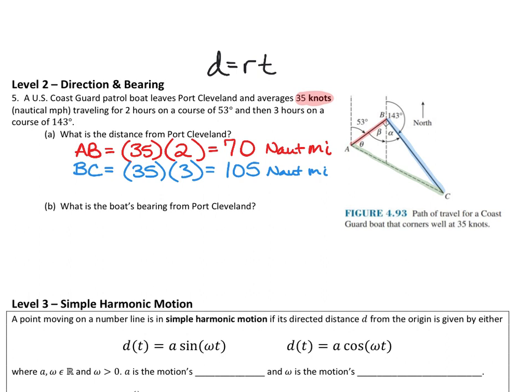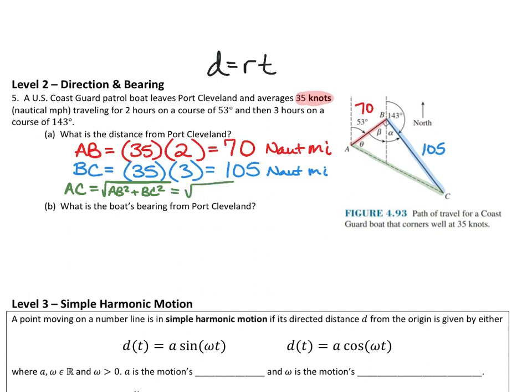So in my triangle here, this side length is 70. This side length is 105. Do you know of a way we can find the last one? Pythagorean theorem. Yeah, that hasn't gone away. We still use that. So to find the side length AC, which is the distance from where we are, point C, to where we came from, Port Cleveland, point A, we're going to take the square root of AB squared plus BC squared. That's Pythagorean theorem.